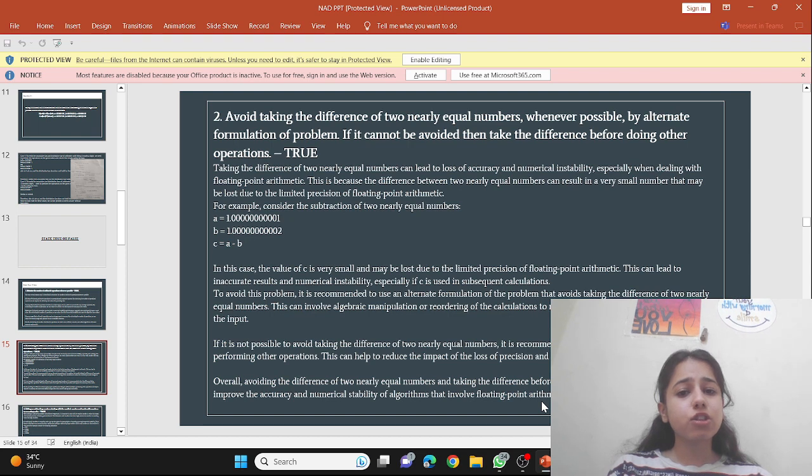First, taking the difference of two nearly equal numbers can lead to loss of accuracy and numerical instability, especially when dealing with floating point arithmetic. This is because the difference between two nearly equal numbers can result in a very small number that may be lost due to the limited precision of floating point arithmetic.